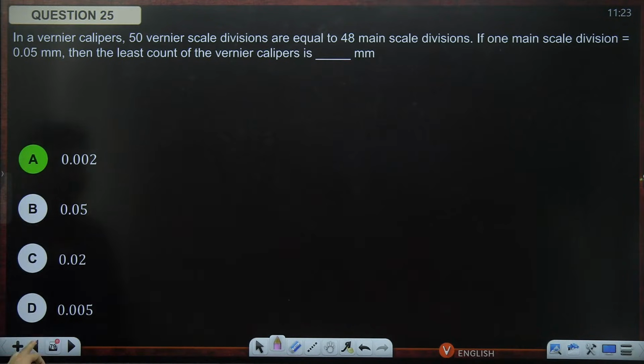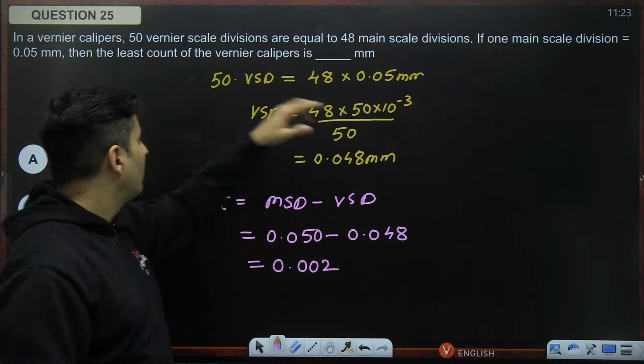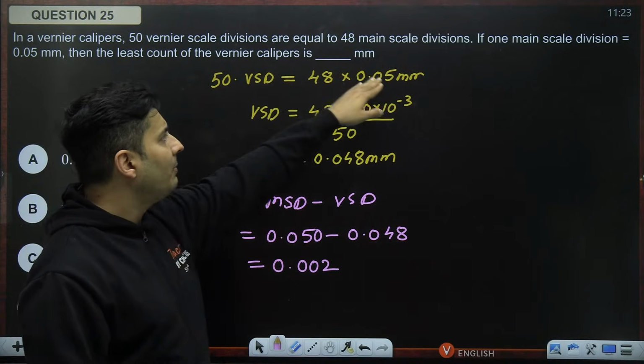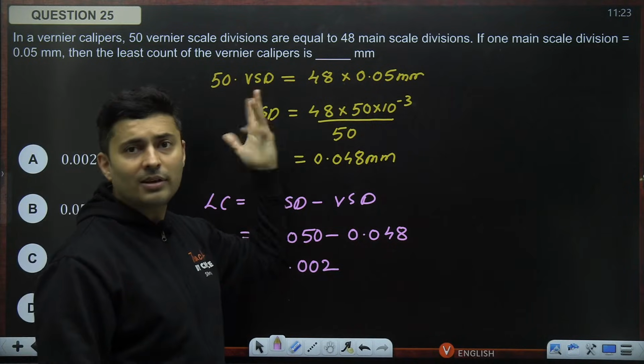0.002 is the answer, guys. Standard formulas. Whatever is given, I have written it down. 50 Vernier scale divisions is 48 main scale divisions. How much is a main scale division? 0.05. So put 0.05. That's it.